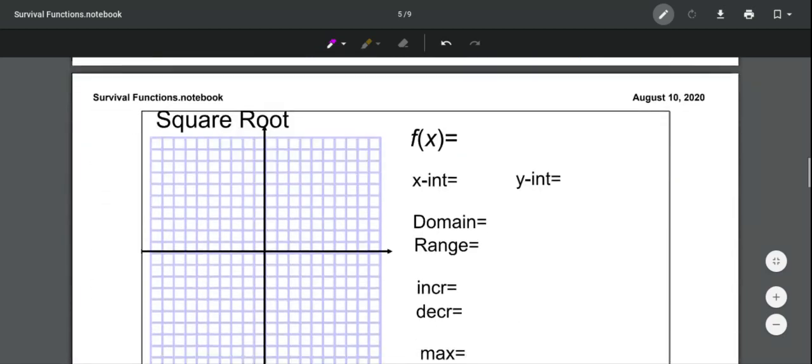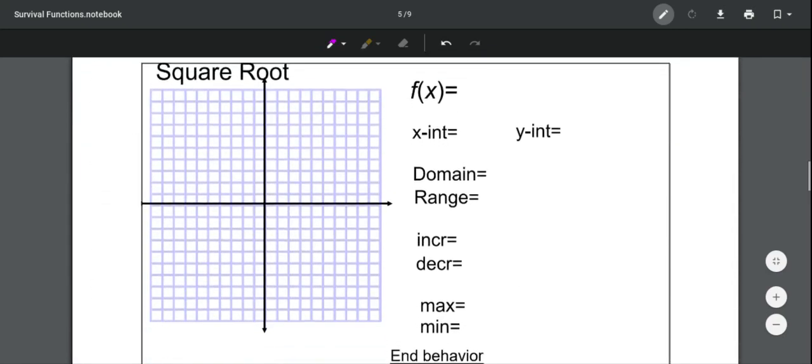The square root graph is exactly what it says. It is the square root of x. I call it the swoop graph. So it starts right here at 0 and it swoops over. Its x-intercept is 0. Its y-intercept is 0. Its domain starts at 0 and includes 0 because you can take the square root of 0. And it goes all the way to infinity.